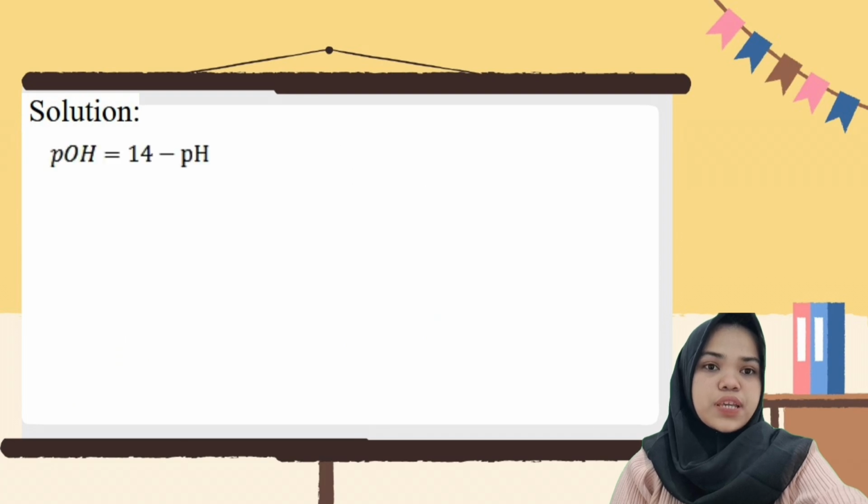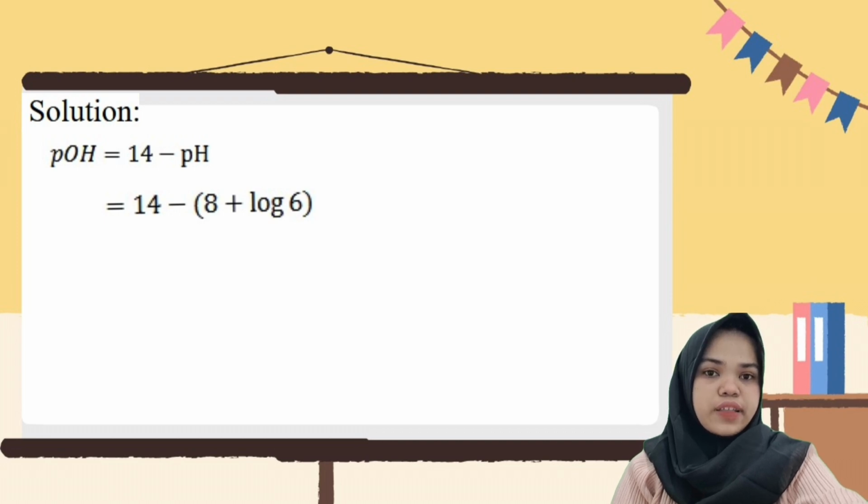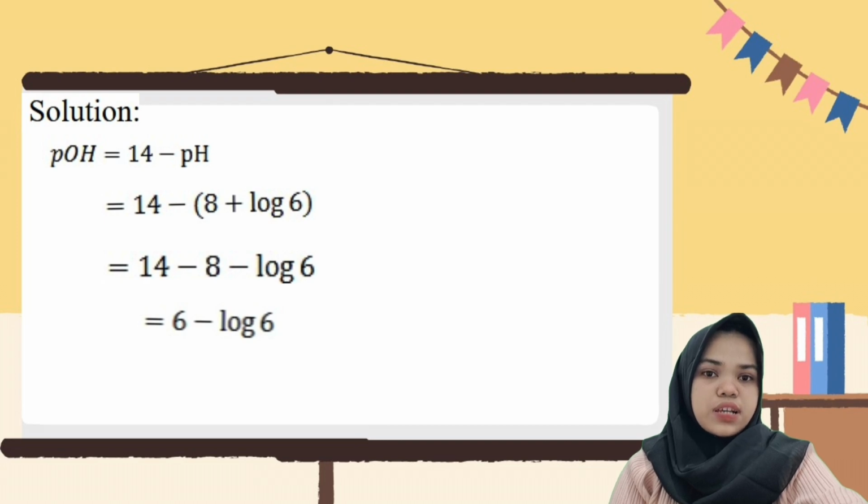First, we convert the pH to pOH. To find pOH, we use the formula: pOH is equal to 14 minus pH. We substitute the pH into the formula, so it becomes pOH = 14 minus (8 plus log 6). Next, we describe the calculation. 14 minus 8 is 6. So we get pOH = 6 minus log 6. So the final form is pOH = 6 minus log 6.